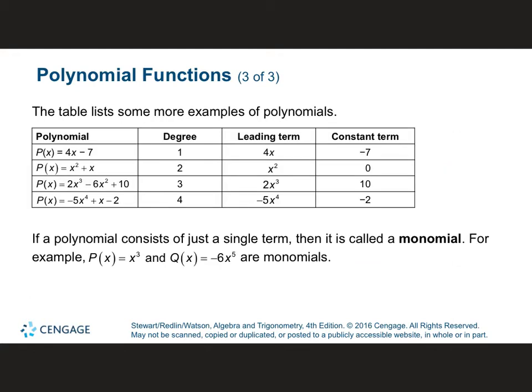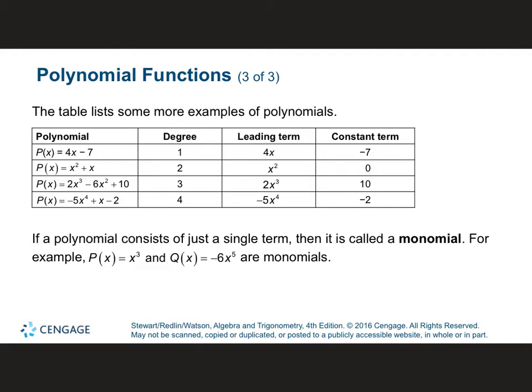With this slide here, it just gives you different polynomials with examples of your degree, your leading term, and your constant term. That constant term with any of these polynomials is the term that does not have a variable or a letter attached to it. It's just the number. And you'll realize with any of these, the sign in front of the number stays with the number, or the sign in front of the term stays with the term.